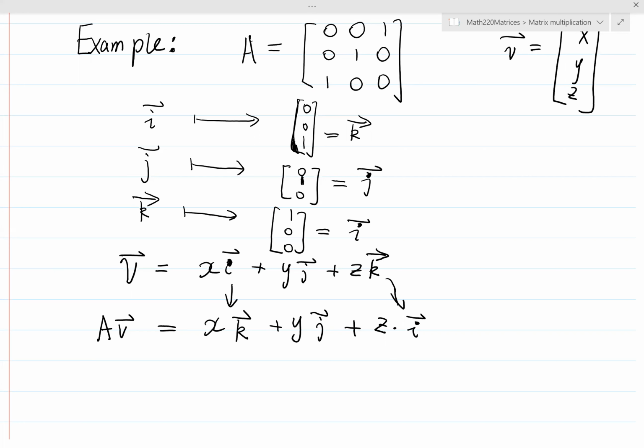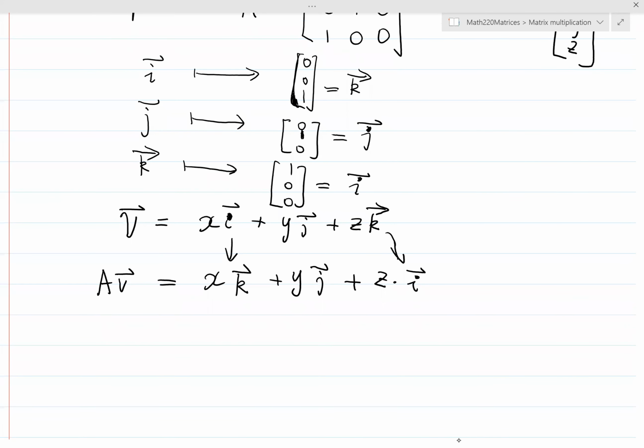Later, I will give you several numbers. You will see how we work out this thing by numbers, using the row picture or column picture.